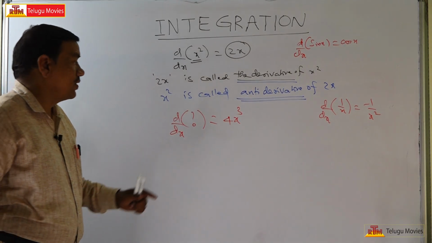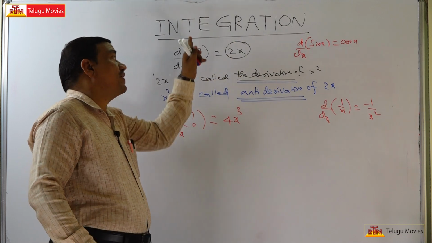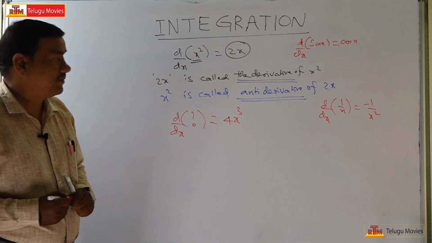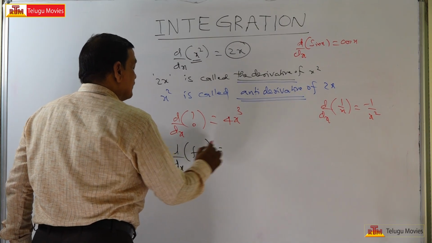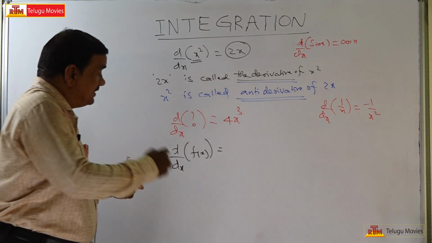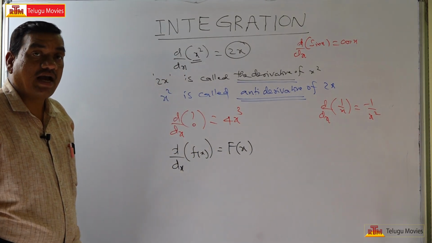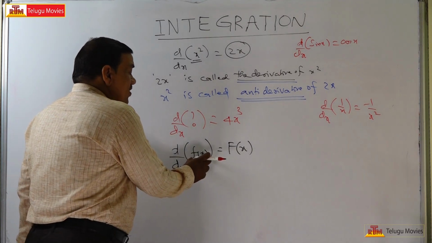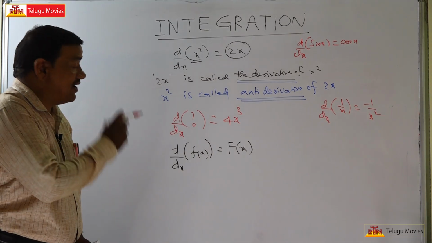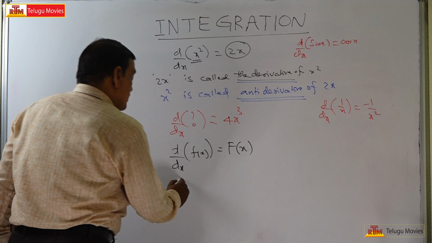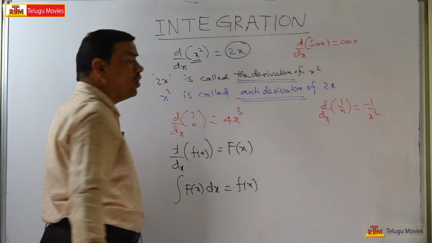Understand this? Given a function, you can find its derivative. If you know the derivative, how do you find the given function? That means if d by dx of one function, which we don't know, is capital F of x, we know capital F of x and we want f of x. Then f of x is given by the integral of capital F of x dx is equal to f of x, plus c.